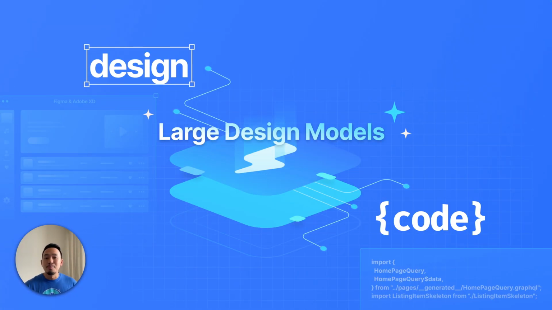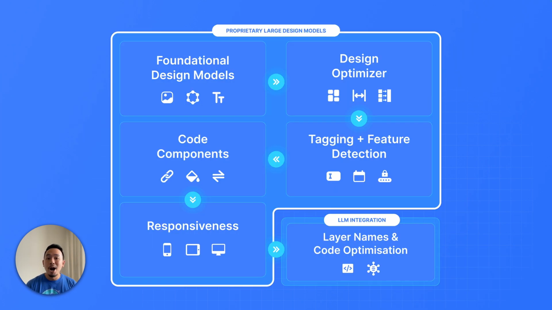These are Locofy's proprietary foundational AI models that we have built from the ground up. This is actually what powers Locofy when we convert your designs into code. Our AI has been trained on millions of designs, which means that it's able to accurately recognize components and features in your designs, optimize your design, apply responsiveness, and even rename layers to make it more useful.